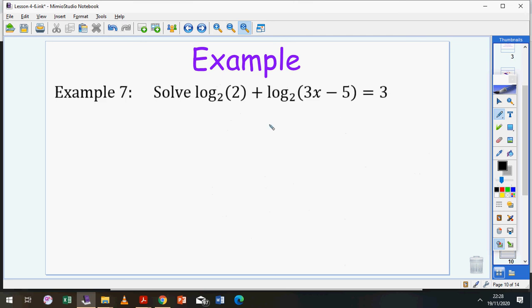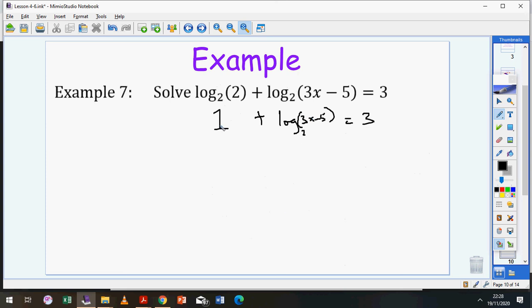Another one, solve this. Already I can see, since I have logarithm of 2 to the power 2, I know that's already 1. Laws of properties of logarithms. Logarithm of 2, 3x minus 5. Okay, I can simply simplify that. So I'm going to work around to see how I can isolate that x is equal to 3.